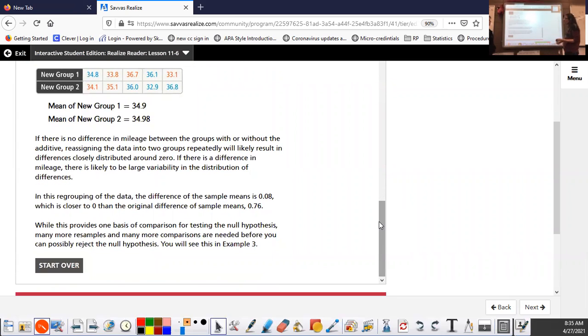While this provides one basis of comparison for testing the null hypothesis, many more resamples and many more comparisons are needed before you can reject the null hypothesis that there was no difference. So we scrambled up the cards and found the difference to only be 0.08. So you'd say, oh, well then maybe the groups are similar, and the 0.76 when we experimented did make a big difference. But we'd have to do it more and more times to be sure, because maybe that was just a lucky chance that time.